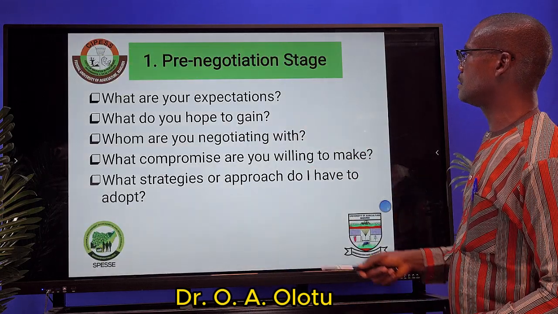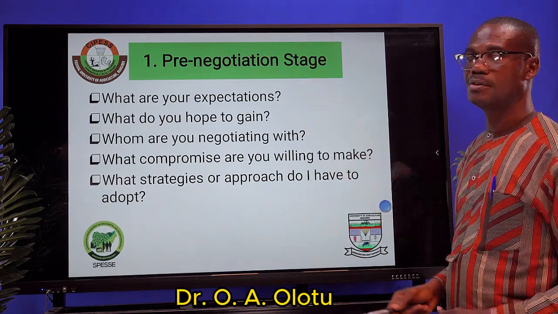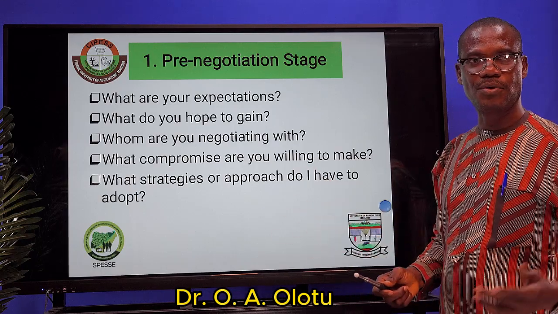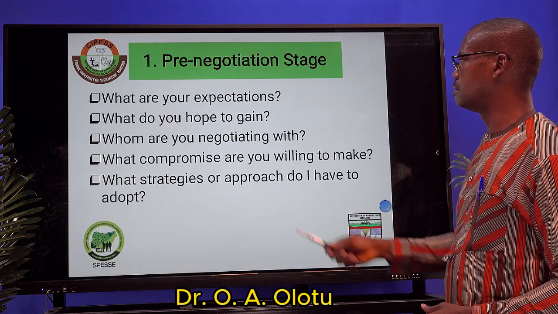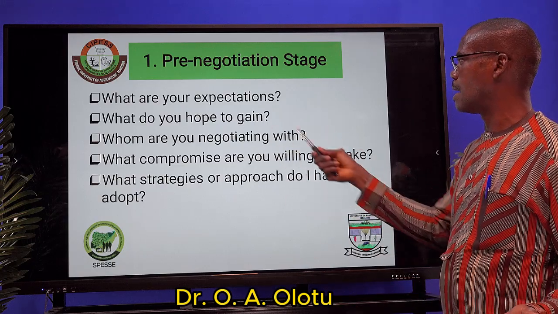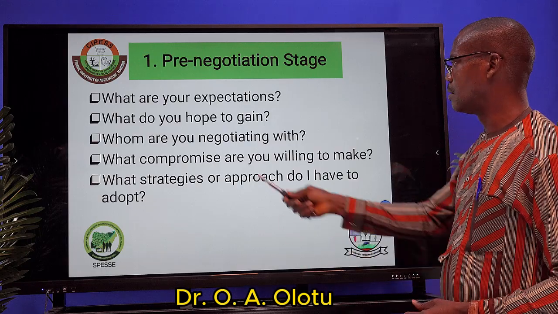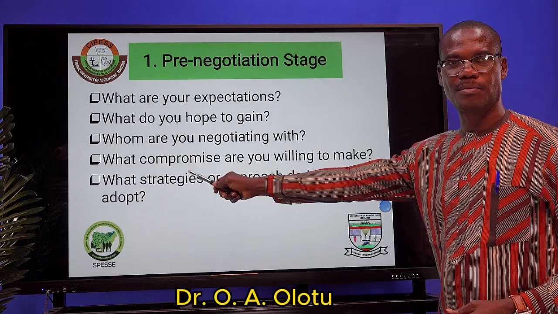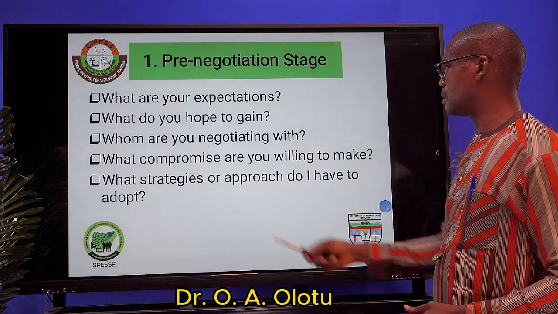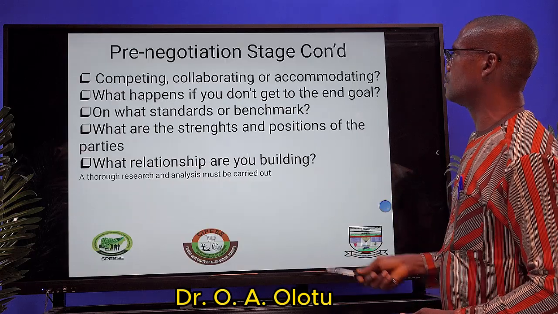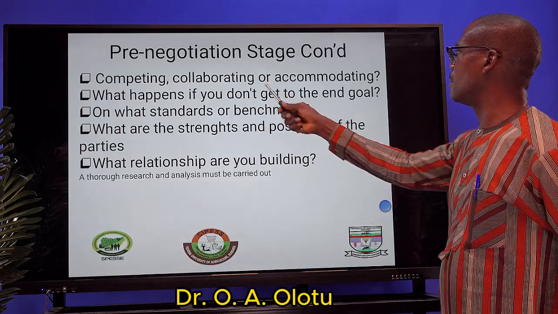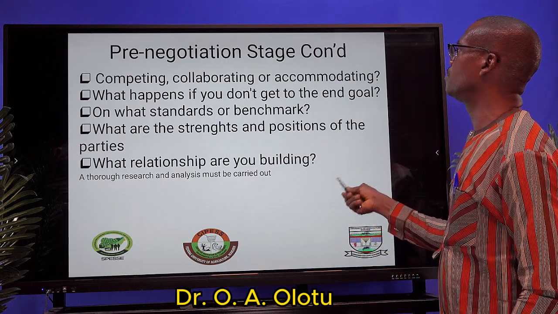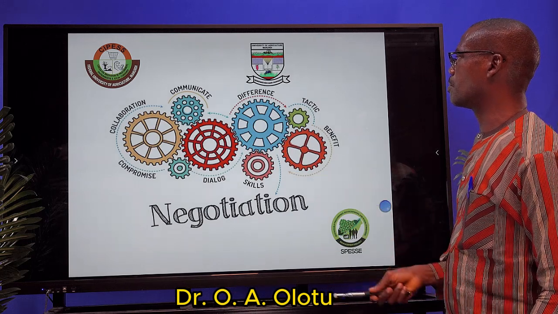So there are three stages of negotiation. You have the pre-negotiation stage, which has to do with things that you have to do before you go into negotiation. What are your expectations? What do you want to gain? Whom are you negotiating with? What compromise are you willing to make? Because in every negotiation, you must compromise. It is very important. What strategies or approach do I have to adopt? Competing, collaborating, or accommodating, which one do you want to adopt in the course of these negotiations? So from the pre-negotiation, you now go to negotiation proper.